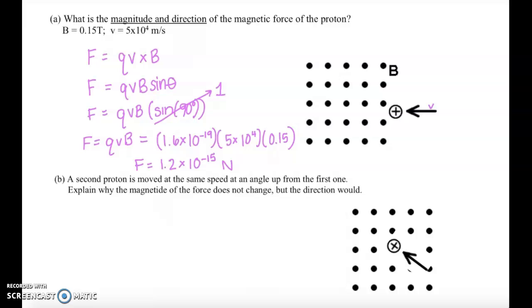I'll then use my corner right-hand rule in order to get the direction. My thumb, representing velocity, is to the left. My pointer finger, B, is out of the page. That gives me a force that is upwards.